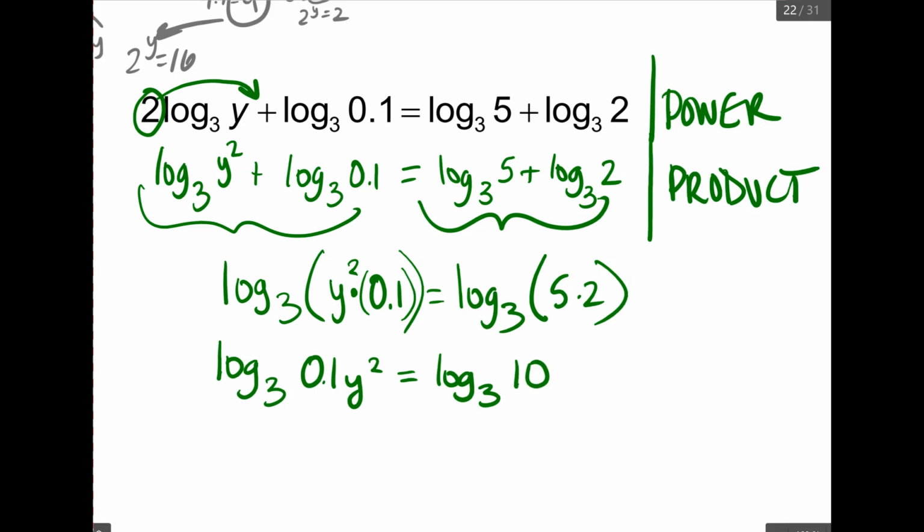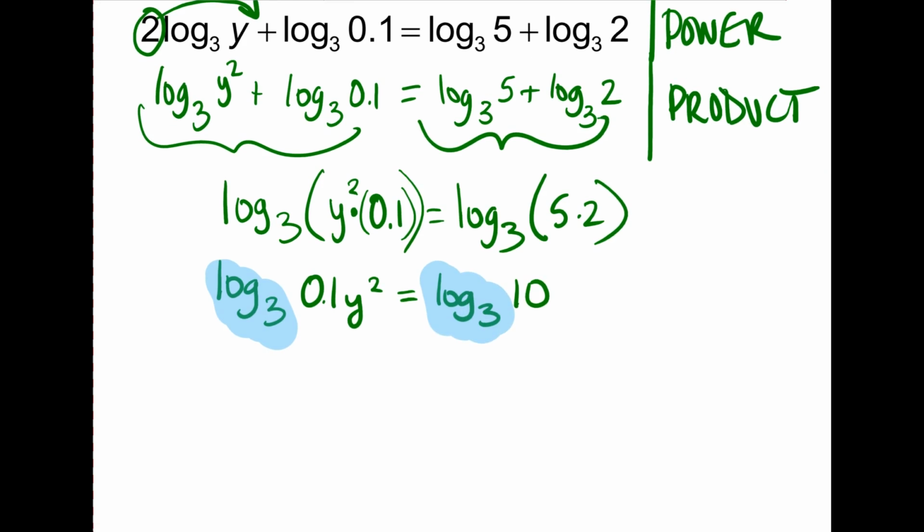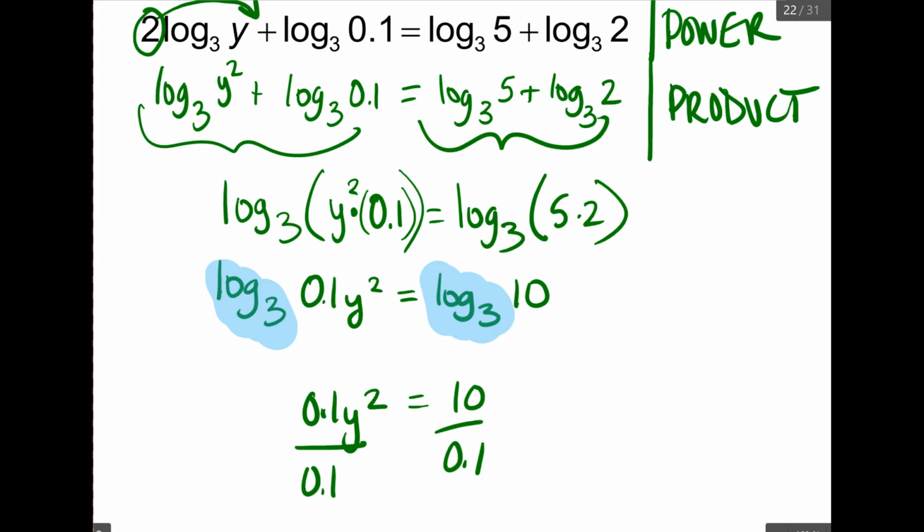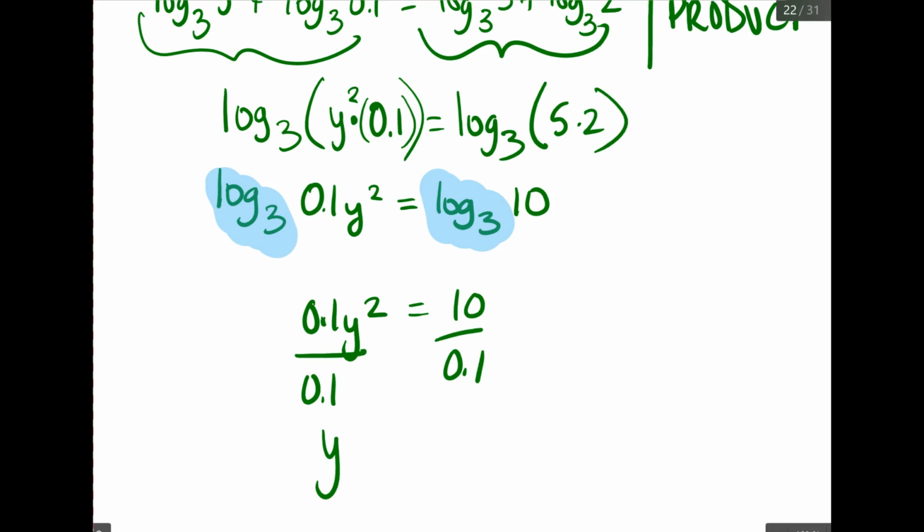Now what? Now you can set it. Exactly. Because we have the same bases on both sides, and both sides only have one log, I can take whatever I'm taking the log of and set those equal to each other. So I have 0.1 y squared equals 10. So first step I want to do, divide by 0.1. Y squared equals 100. If I square root both sides, y equals 10.